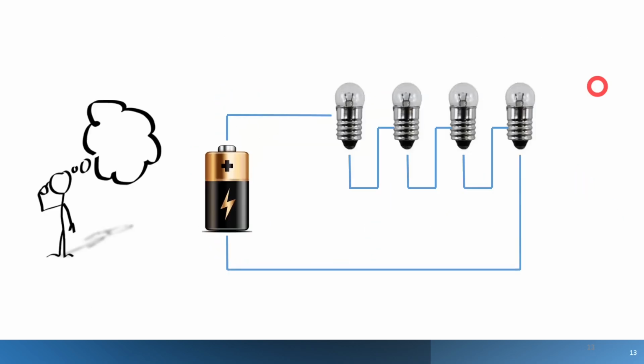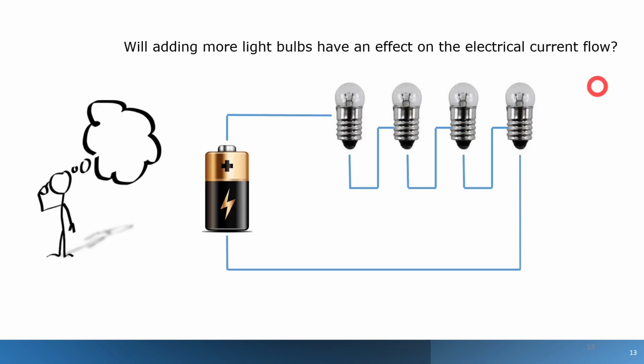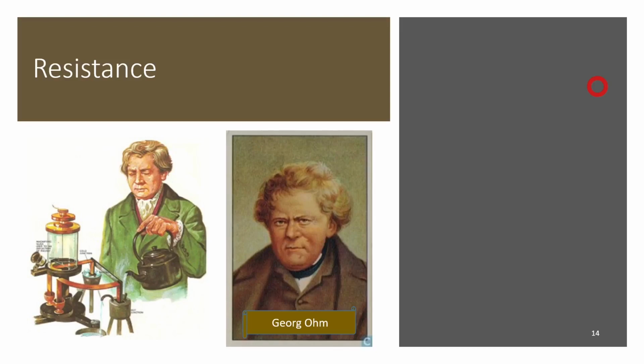Okay, so we have a thought experiment here. If I take that circuit that I had on the previous slide and I add more bulbs, will it have an effect on my electrical current flow? And if you want to pause the video, you can, and think about that and come back. We're going to dive into that and see if we can solve that thought experiment. Okay, so we're going to come back to that in a minute, but we want to talk about a concept.